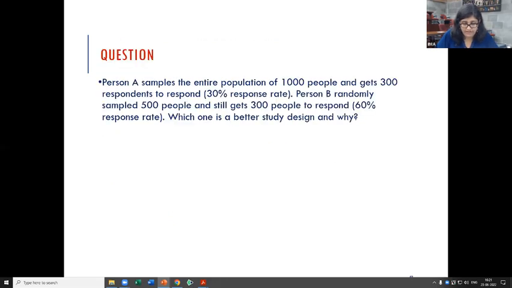Okay. Now, tell me, person A samples the entire population of 1,000 people and gets 300 respondents, a 30% response rate.